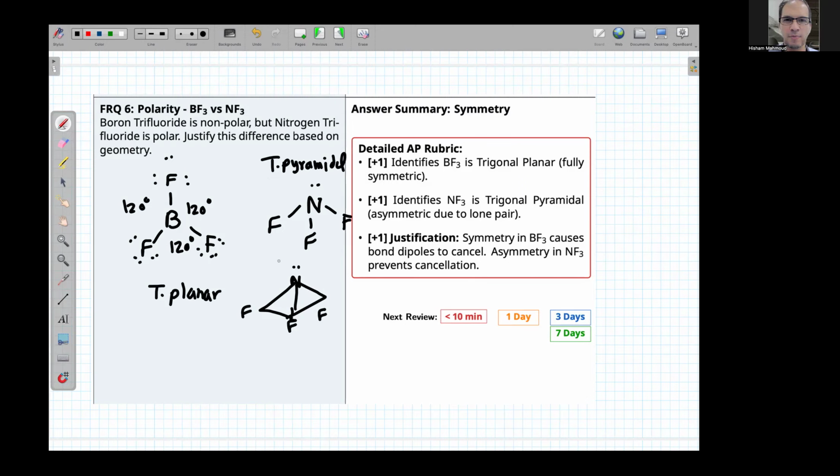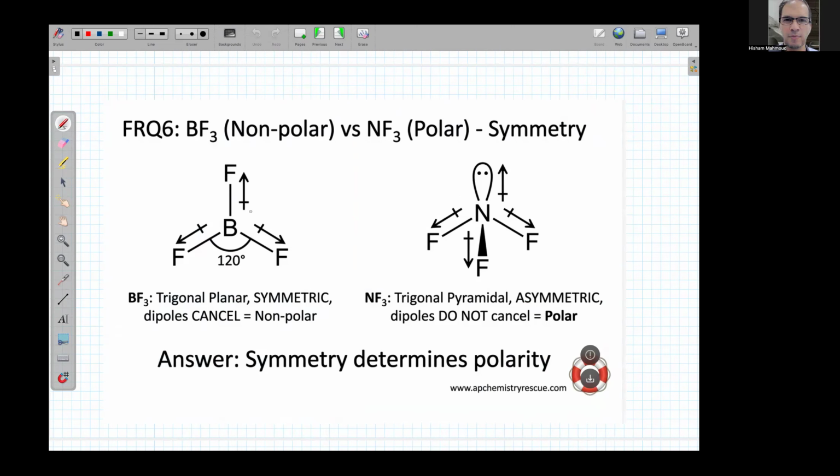Let me draw the bond dipoles. In BF3, each BF bond is polar because fluorine is way more electronegative than boron. So we will draw 3 dipole arrows pointing from the B towards the more electronegative fluorine. But look what happens with the geometry because of the perfect 120-degree symmetry. In all directions, they cancel out completely. They cancel. It's like the 3 guys are pulling the boron equally.